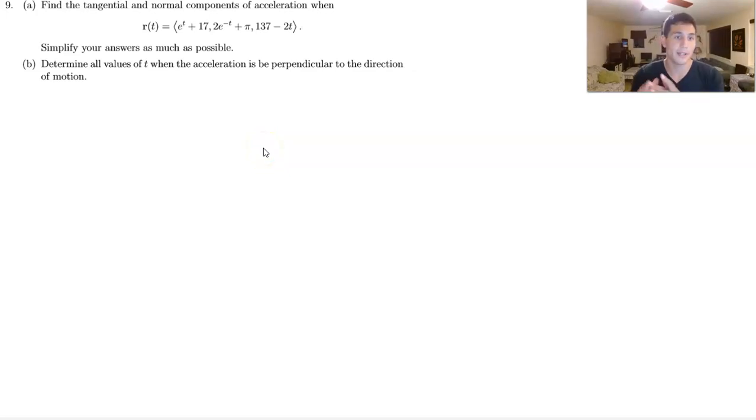Okay, so we want to find the tangential and normal components of acceleration. How can we do that? Well, there's some formulas we can use, and I'll write down those formulas right now. So we know the tangential component for acceleration is r prime dotted with r double prime divided by the norm of r prime. Let me just check my notes. Yep, that is the tangential acceleration formula.